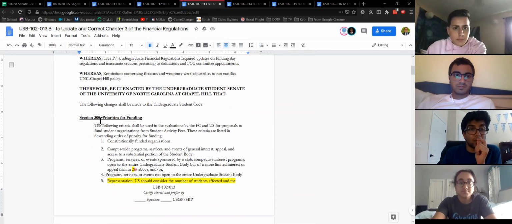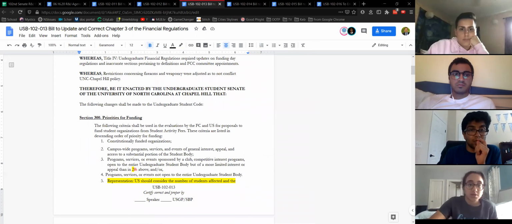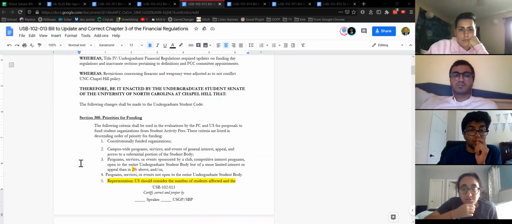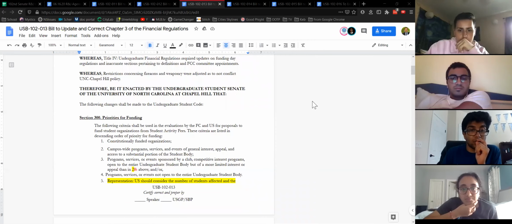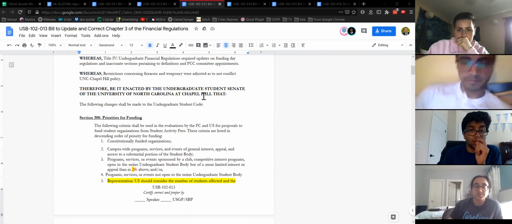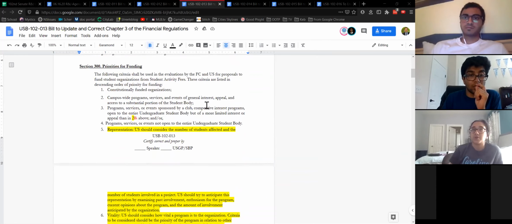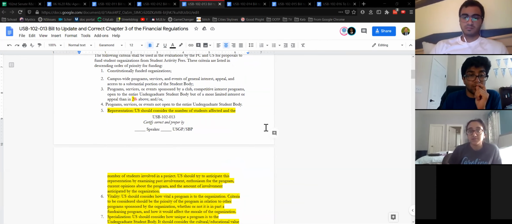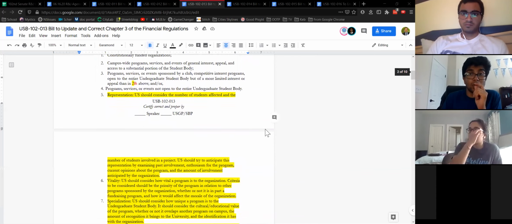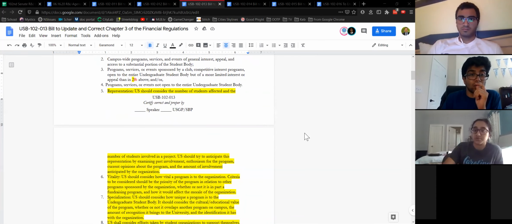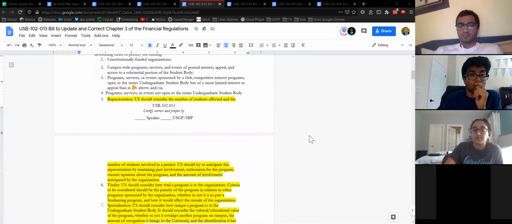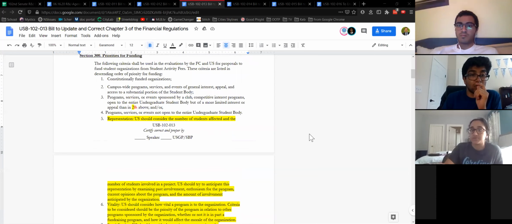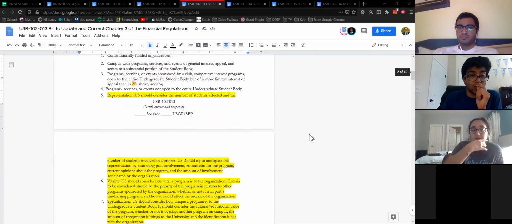Austin, if you want to talk about what's in this bill. Okay, so this bill specifically talks about priorities and general guidelines for each funding day and how we're supposed to rank everything. So typically when we listen to presentations, we rank how many of the student body it represents or something like that. And so this chapter, within the bill, just outlines all that.